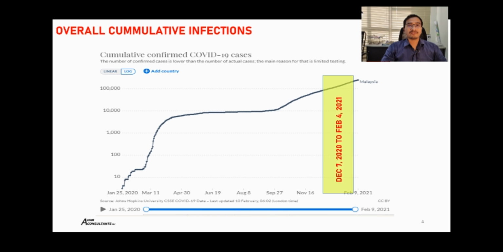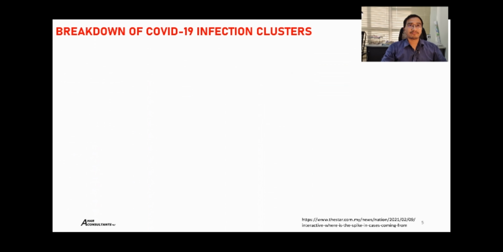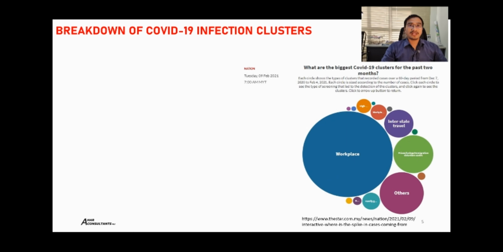Looking at the overall cumulative infection graph, we have not yet flattened the curve as the cumulative number keeps increasing in a linear trend. What are the biggest COVID-19 clusters for the past 2 months? We will look into the breakdown of COVID-19 infection clusters. We obtained this data from the STAR online website. We try our best to extract as much information as possible from the information available. We also notice some classifications are repetitive, but we do not know how the classifications were done.